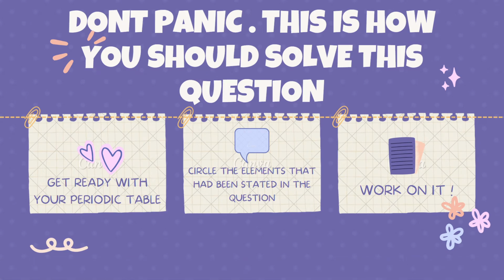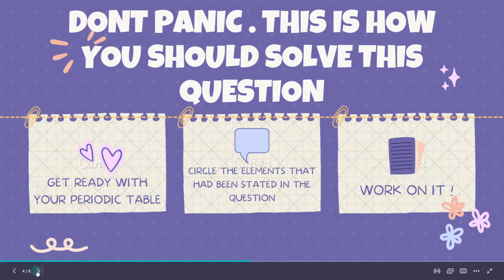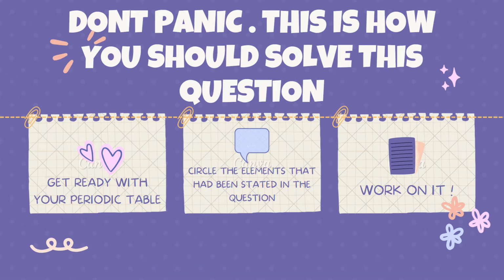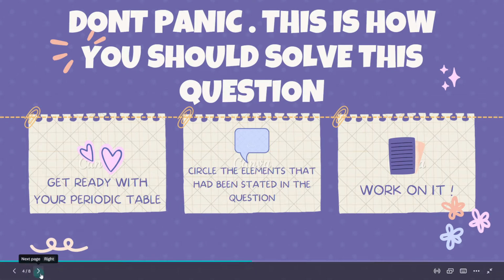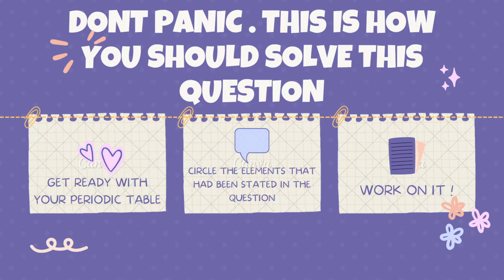First thing first, you have to get ready with your periodic table, of course. Second, you have to circle the elements that had been stated in the question. And last but not least, you have to work on it. So you must be confused right now. What did I mean by that? So let's get started with the first question.